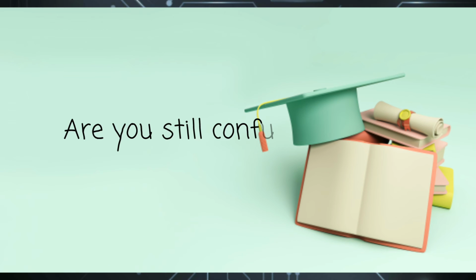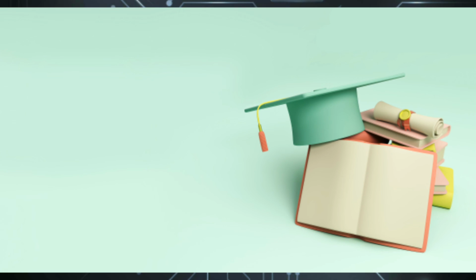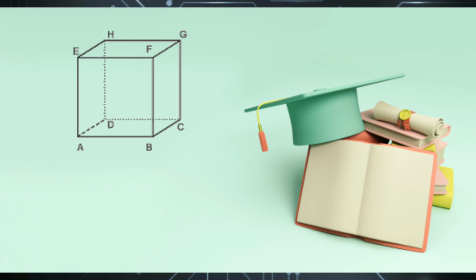Are you still confused here? Okay, let's try an exercise and we can answer together. It's a complete cube with 8 lettered vertices. Let's determine the parallel lines there. What are the parallel lines there?